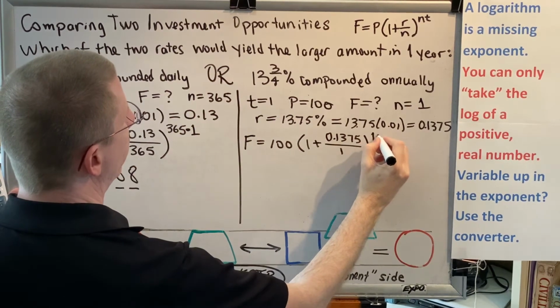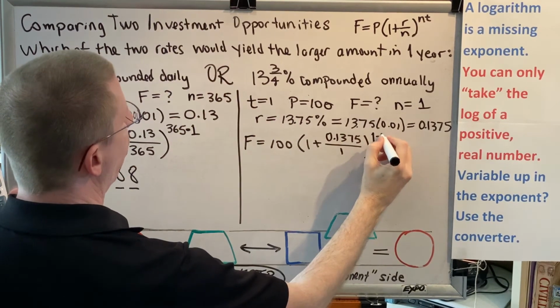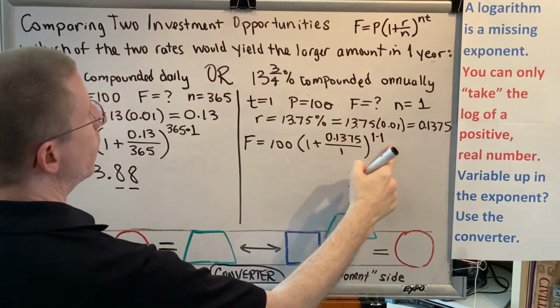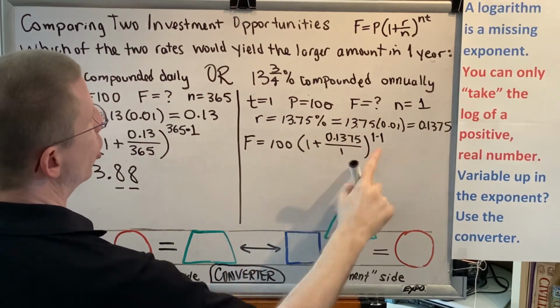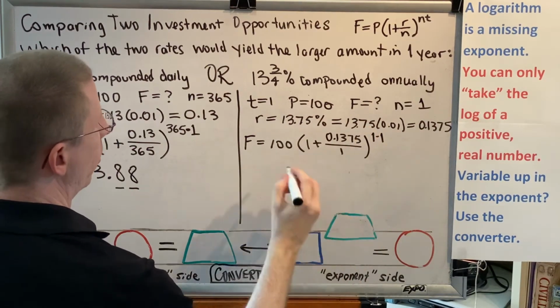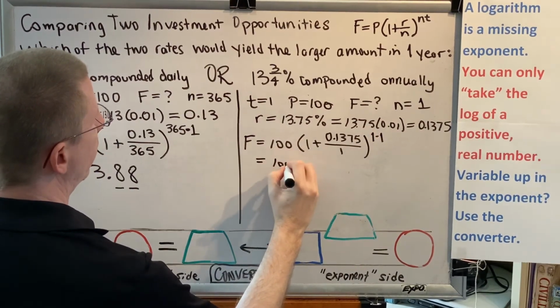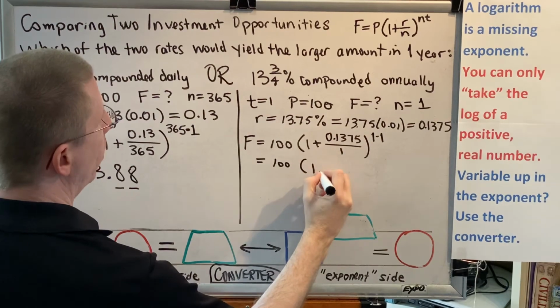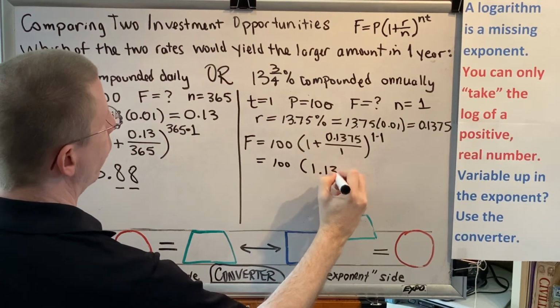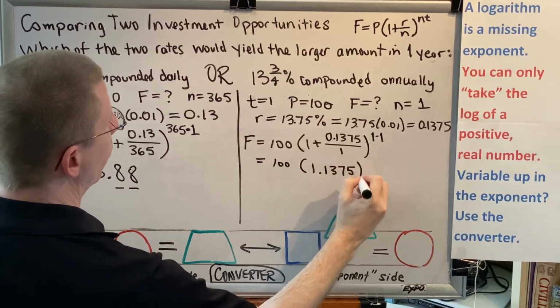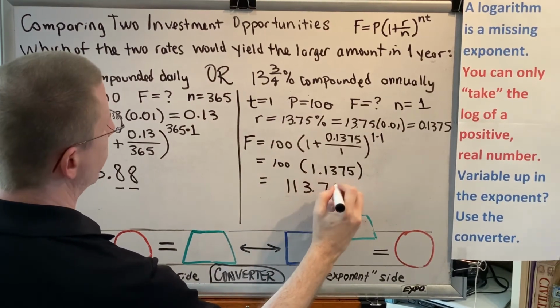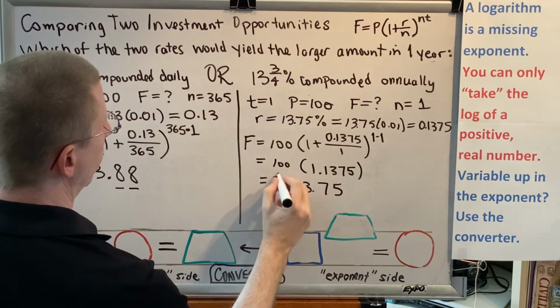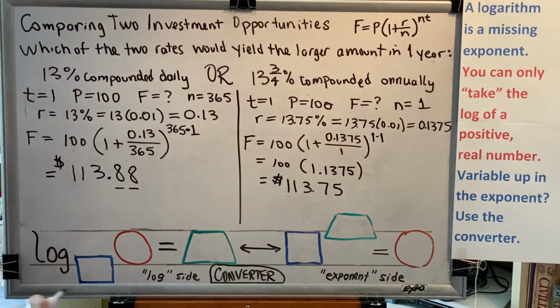N is 1, T is also 1. 1 times 1 is 1, and raising to the first power doesn't change anything. So we actually don't even need this exponent. So this is going to be 100 times 1.1375, which is $113.75. Notice you didn't even need a calculator for that one.